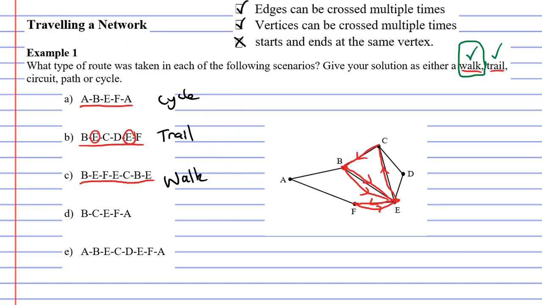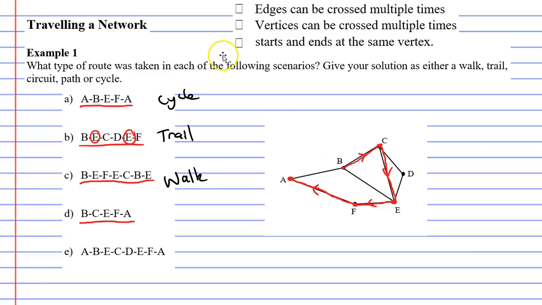Now moving on to question D, we'll rub out all our markings. For question D, we're starting at vertex B and finishing at vertex A this time. Starting at vertex B, we travel across to vertex C, then travel to vertex E, then go to vertex F, and finally finish on vertex A.